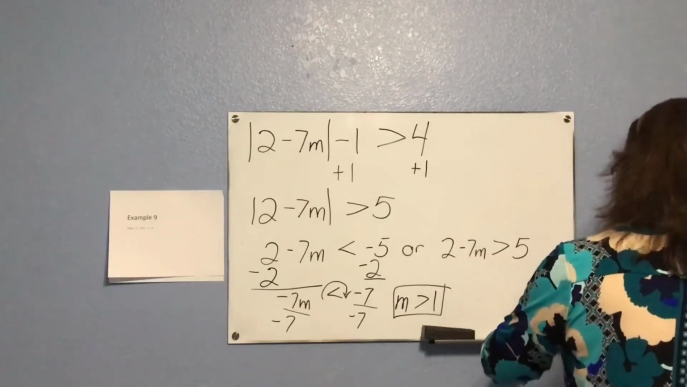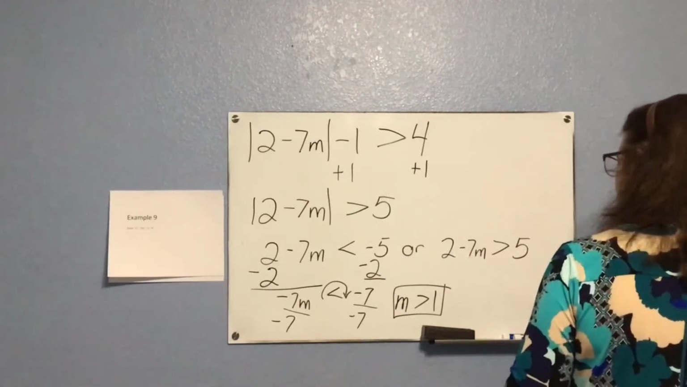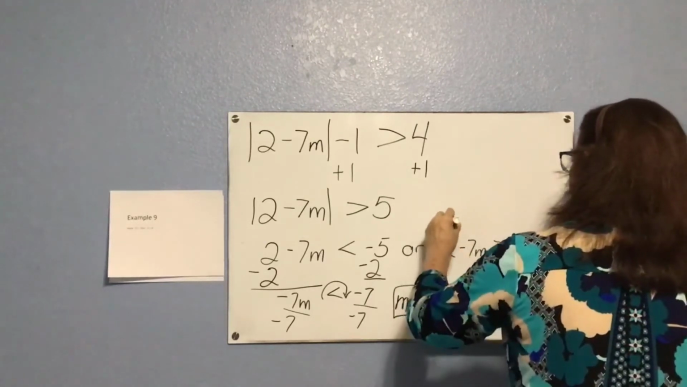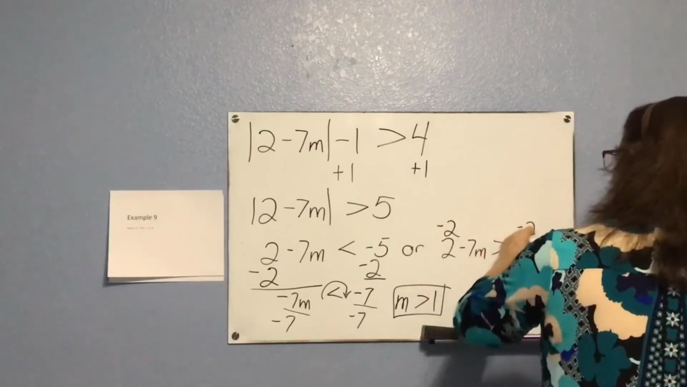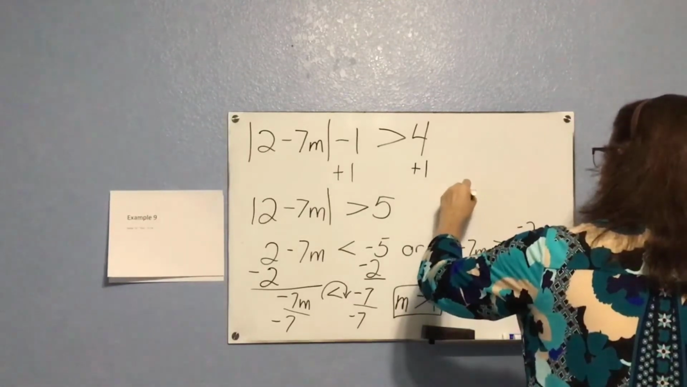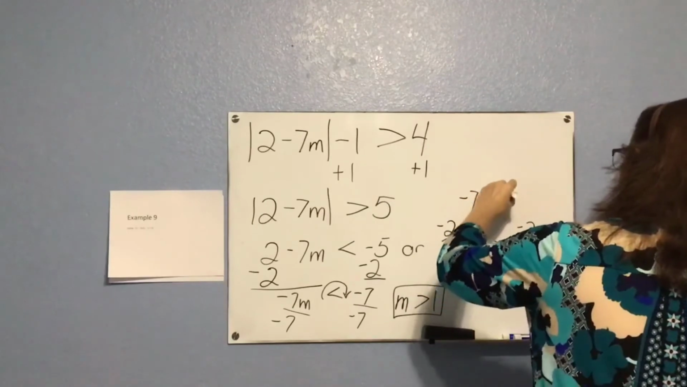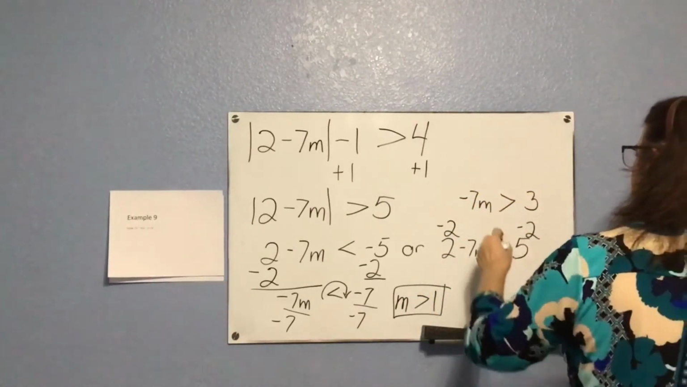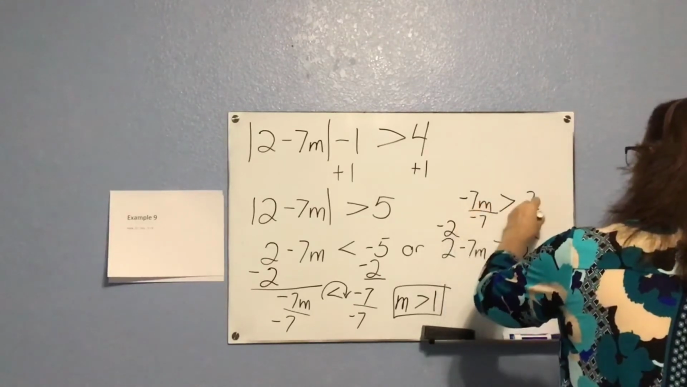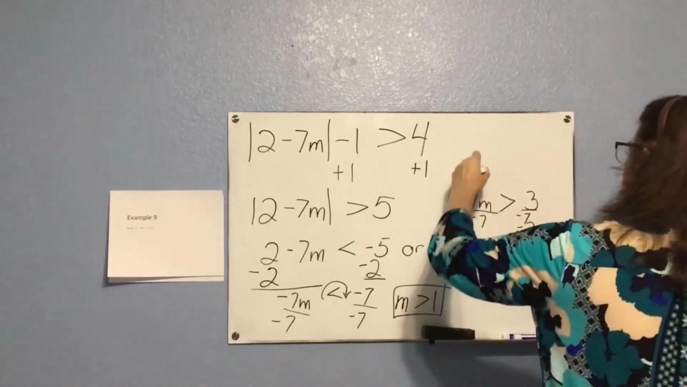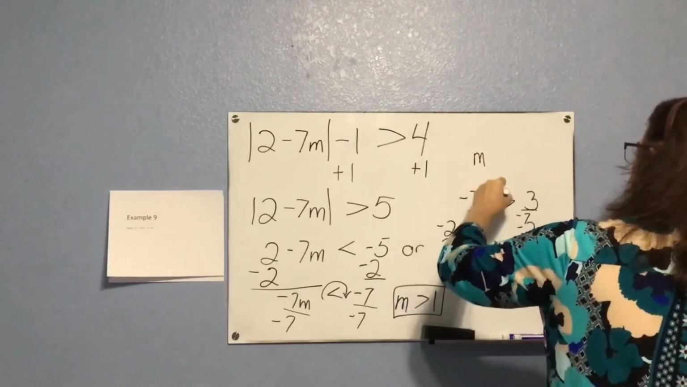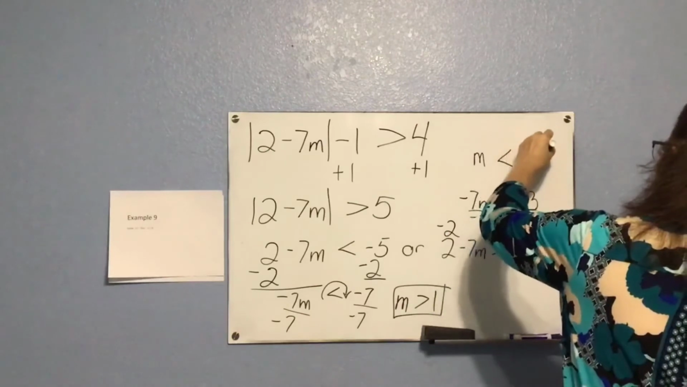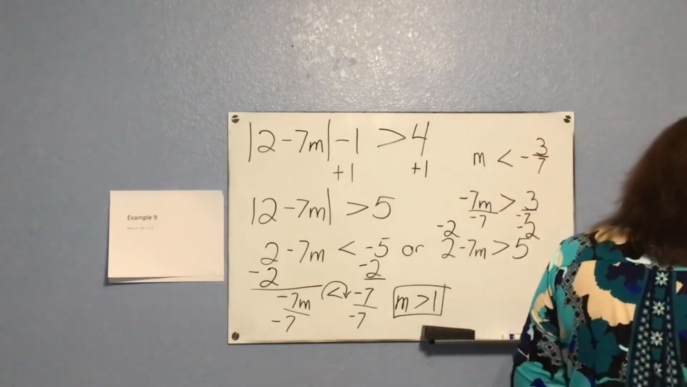In this inequality, I'll work up instead of down. I'm still going to subtract 2. So here I'm going to have negative 7m greater than 3. And then I'm dividing by negative 7 again. So I have m, flip this over, m is less than negative 3/7.